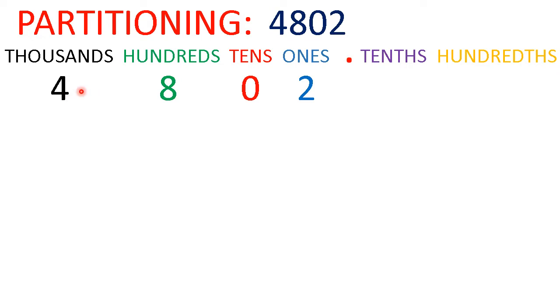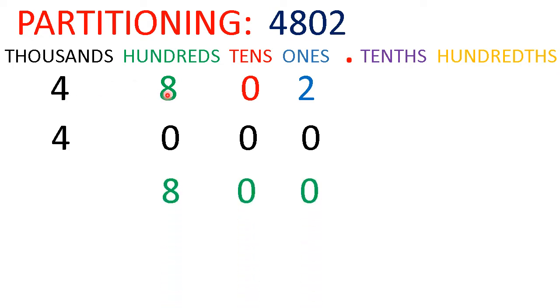The partitioning of this number is value of 4, 4,000, value of 8, 800, and 2 in the ones. 4,000 plus 800 plus 2 is 4,802.